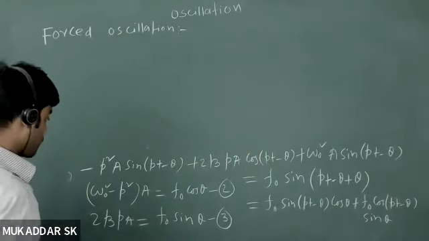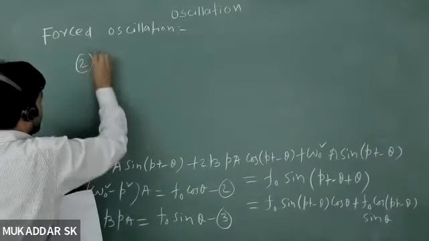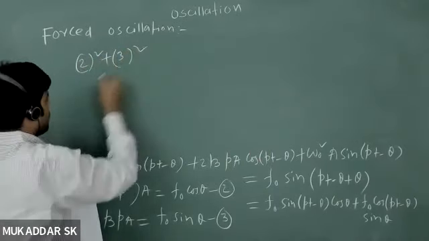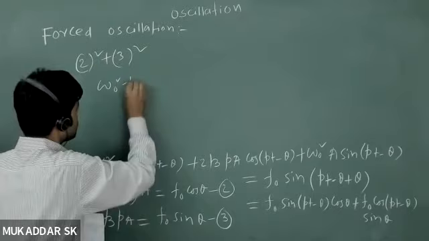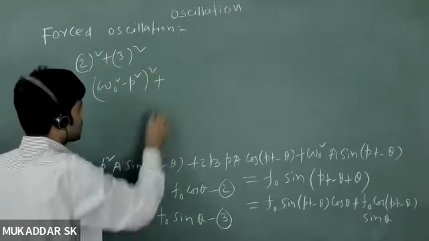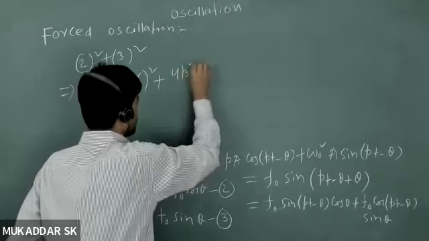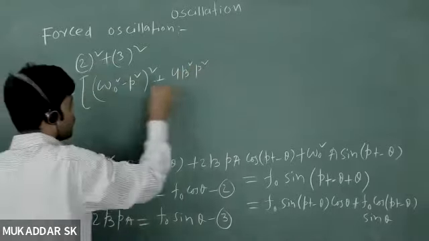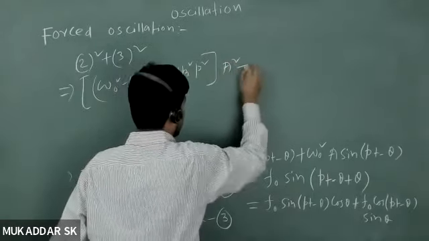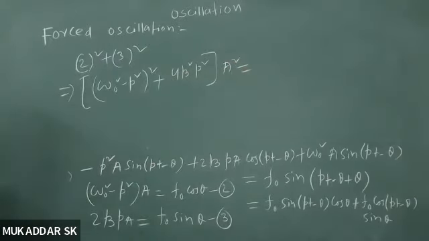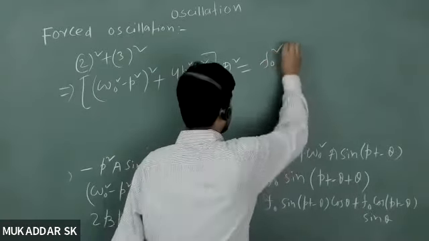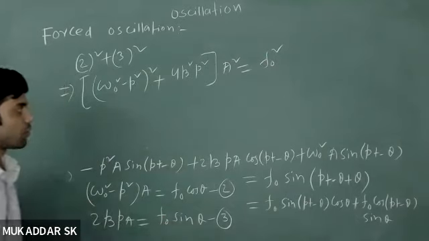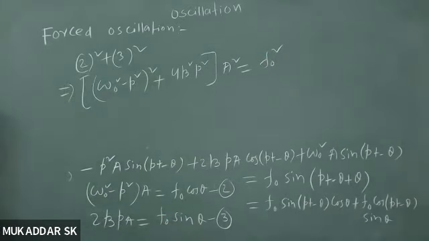Okay. So if you square equation number 2 and 3 and then finally add, then the left hand side will provide you (omega naught square minus p square) whole square plus 4 beta square p square into a square, right? That is all about your left hand side. And the right hand side will provide you f naught square into cos square theta plus sin square theta. So it will be simply f naught square, because cos square theta plus sin square theta will provide you one, right?